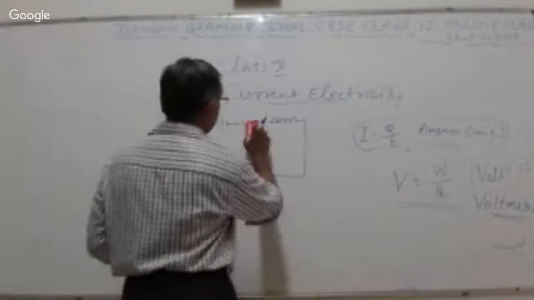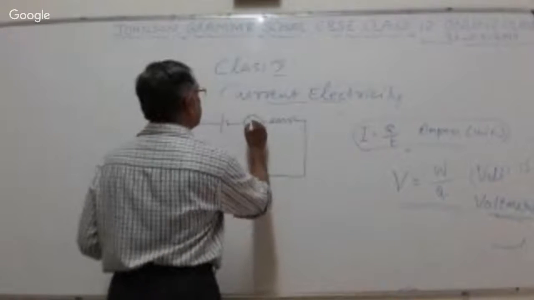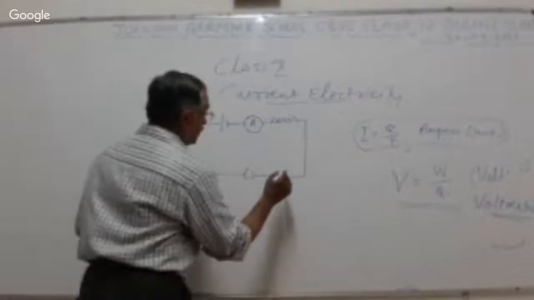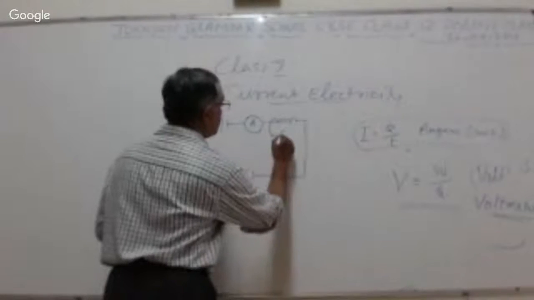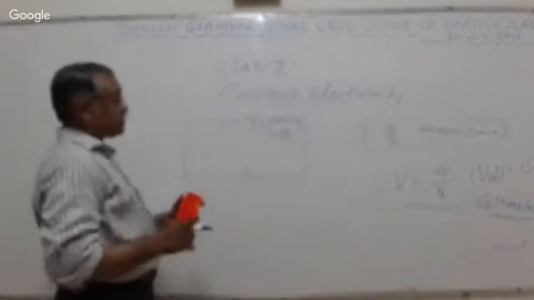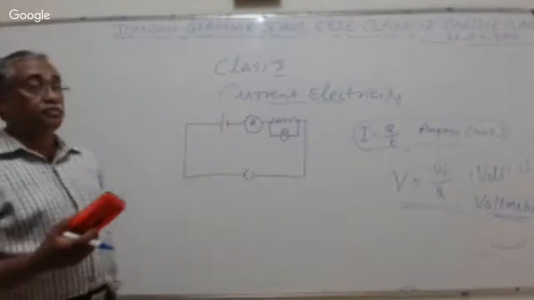Suppose you want to measure the current in the circuit, we use, as we discussed earlier, an ammeter as the device. And if you want to measure the voltage, we measure the potential difference. Potential difference is measured using a voltmeter. So how do we connect a voltmeter to the circuit?